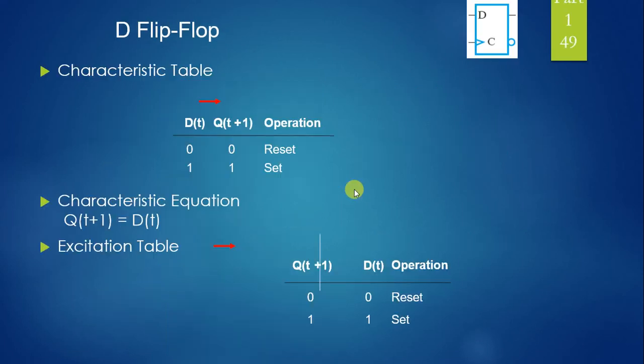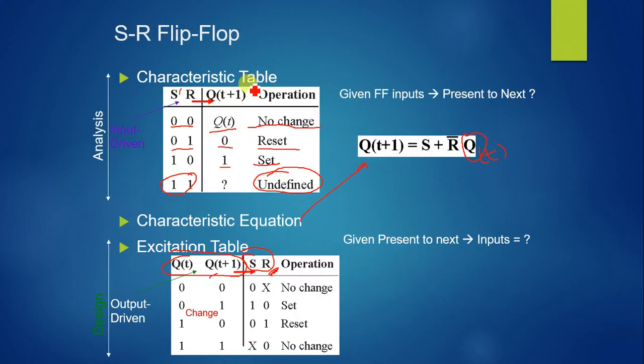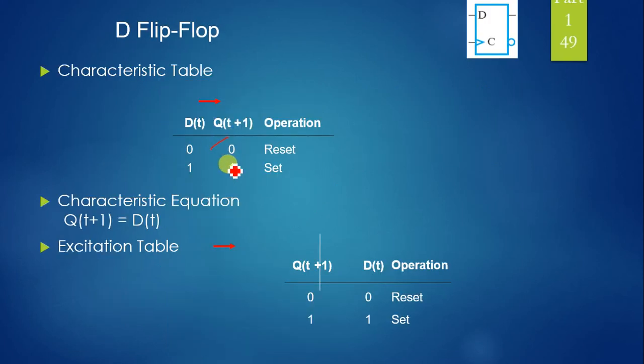Okay, next one, for a D flip flop, the characteristic table is D of t and Q of t plus 1, where Q of t is the current state and Q of t plus 1 is the next possible state. We have 0 0 and 1 1 as the reset and set states, because it is more similar to your SR flip flop with the two states eliminated. This and this are eliminated. Either you have set or reset.